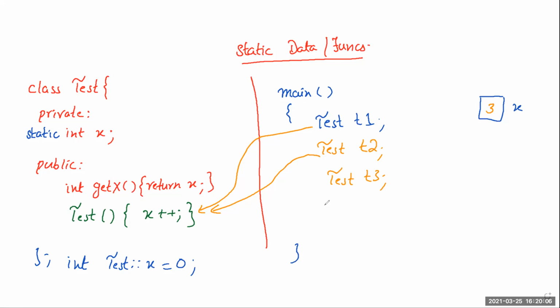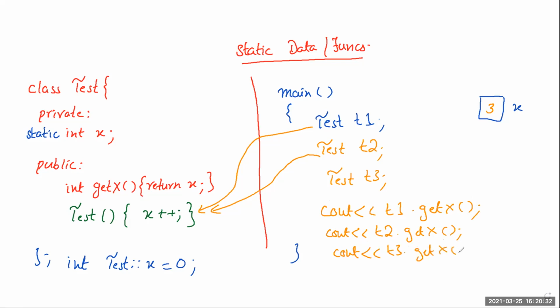Now, if you want to convince yourself that it is actually the same variable, you write cout t1.getX(). Similarly, you write cout t2.getX() and t3.getX(). Now you see, when you are calling the getX function, you have a statement return x. Which x? This x. So when you call this function, you see the value which is 3.